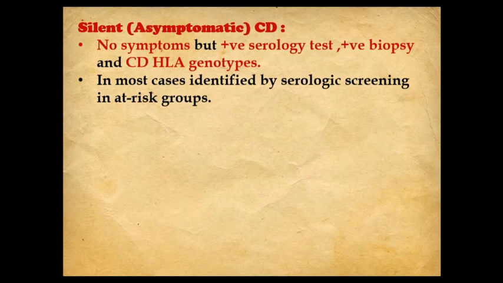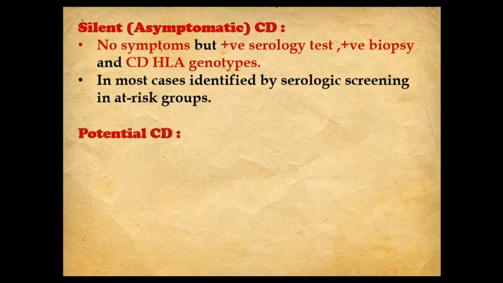So in most cases of silent celiac disease, they can be identified by serologic screening in an at-risk group. This means a first degree relative or twins, or they may have autoimmune diseases like autoimmune thyroiditis or IgA deficiency, or they have Down syndrome or Turner syndrome or type 1 diabetes mellitus. So you think they may have celiac disease. Sending them for screening, they will be positive. So what do we call this? We call this silent or asymptomatic celiac disease. This is the first definition.